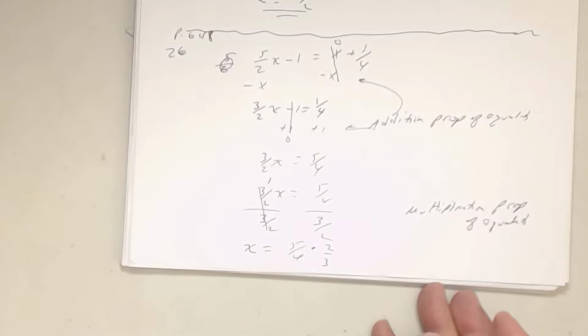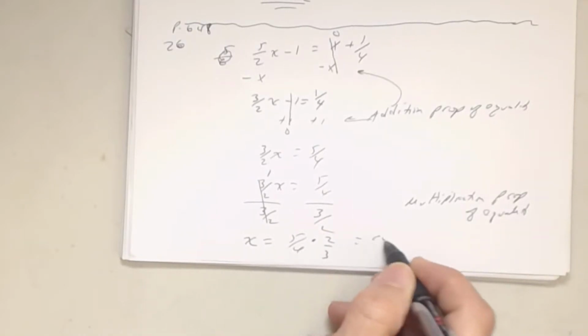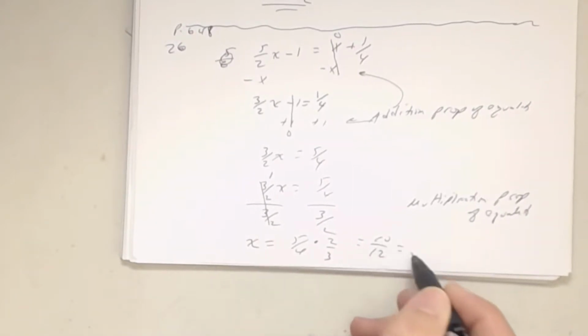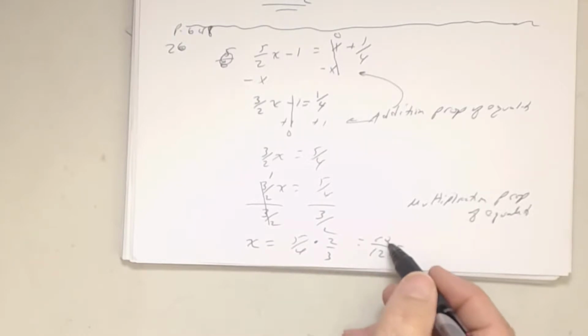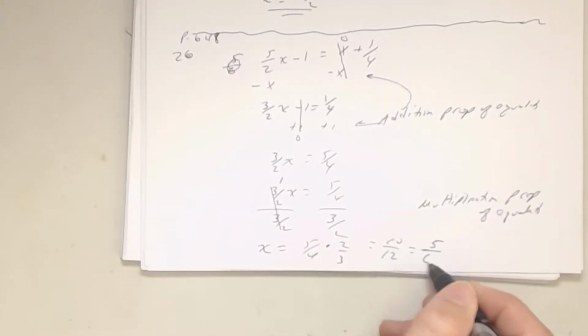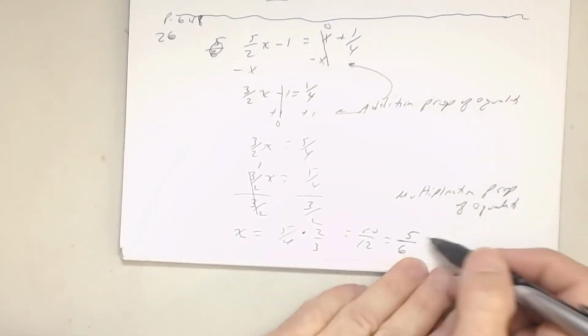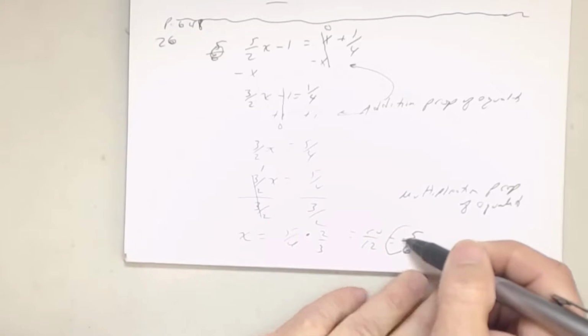Now, remember, if you can reduce, you reduce first. Now, you don't have to reduce first, but it sometimes helps. In this case, since the numbers are not that big, it's not going to matter. So if you didn't reduce, you would say 5 times 2 is 10. 4 times 3 is 12. But then you'd have to reduce that. So 10 over 12, they're both divisible by what? 2. So 10 divided by 2 is 5. 12 divided by 2 is 6. So that's your solution here. So x equals 5 sixths.